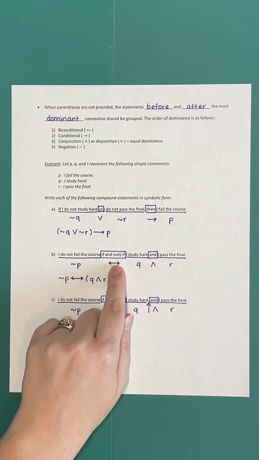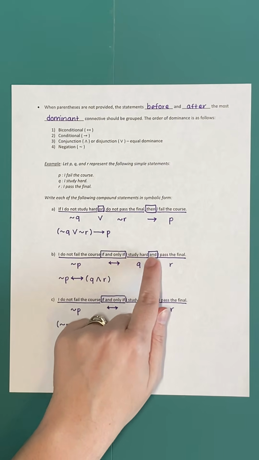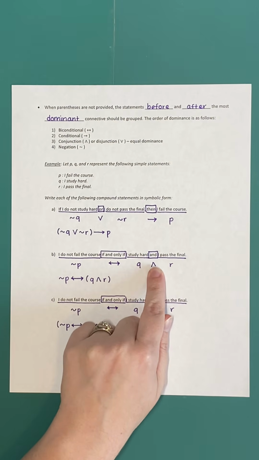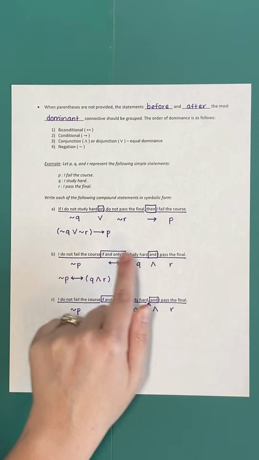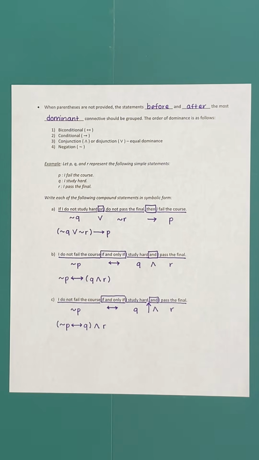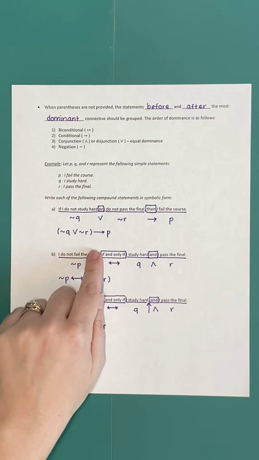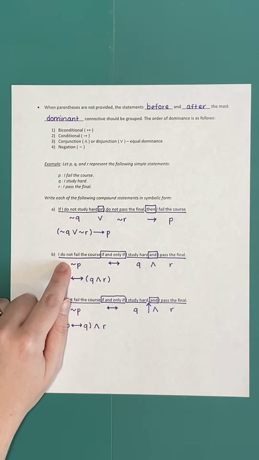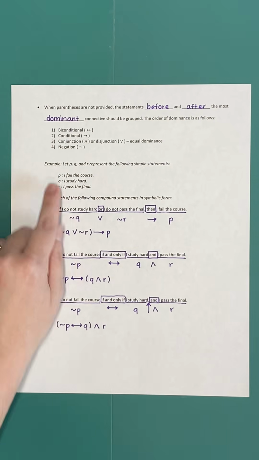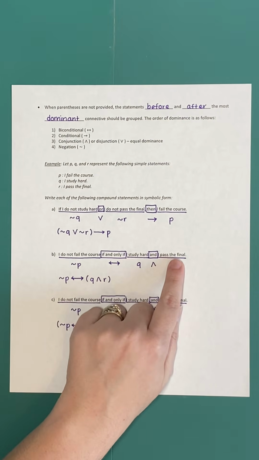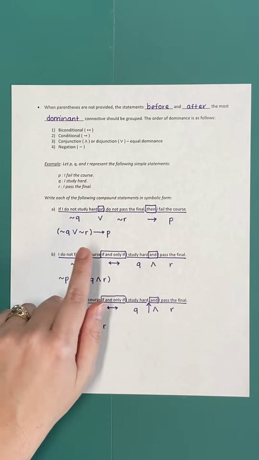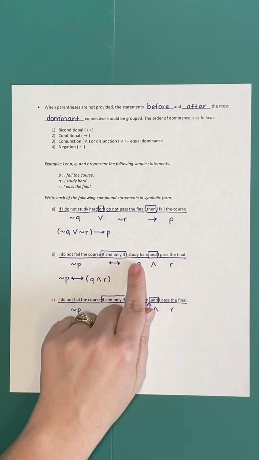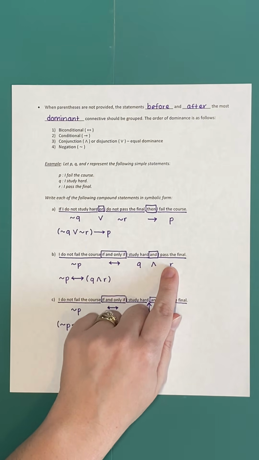So if and only if is biconditional. I study hard and, okay, so there's another connective, there's my conjunction, I pass the final. Once we take care of those, we know everything else is associated with a statement. So I do not fail the course. I fail the course is P, so I do not fail the course, not P. I study hard, that's going to be Q. I pass the final, that's going to be R. So literally translating, we have not P, biconditional, Q, and R.